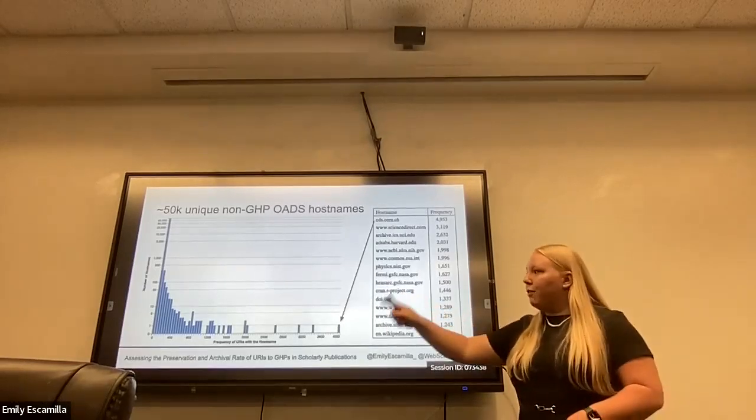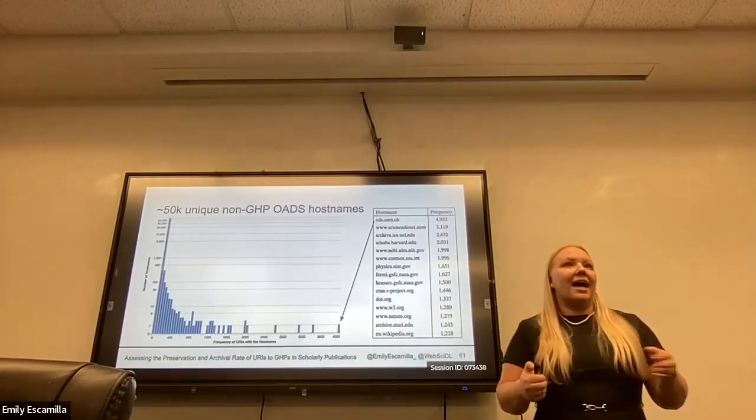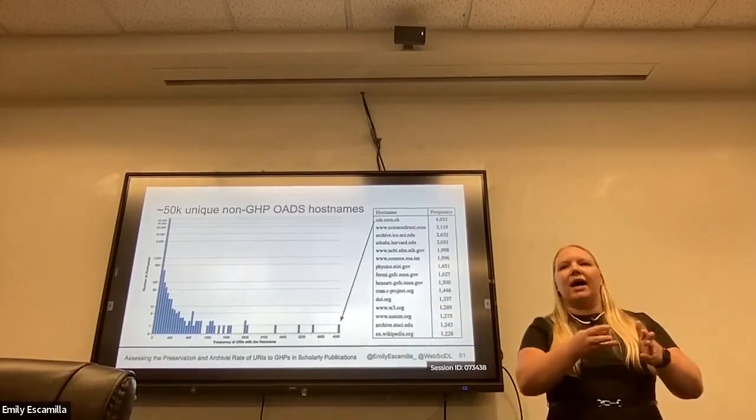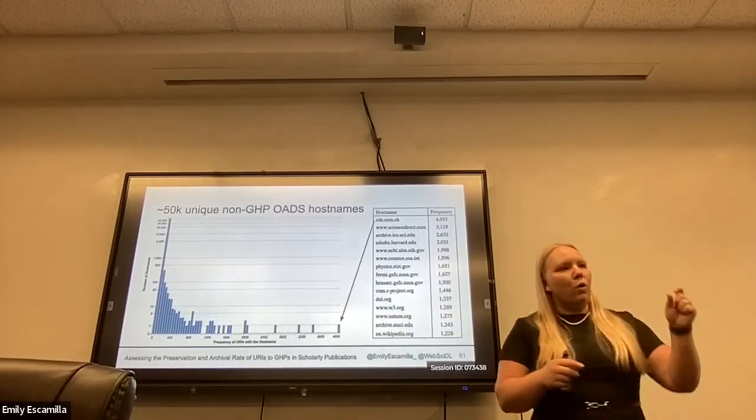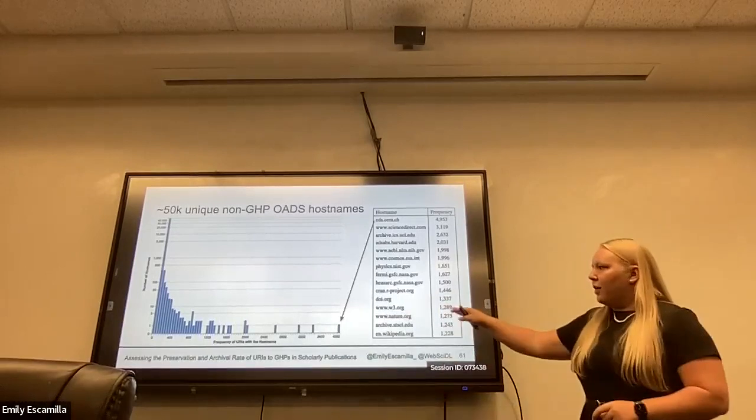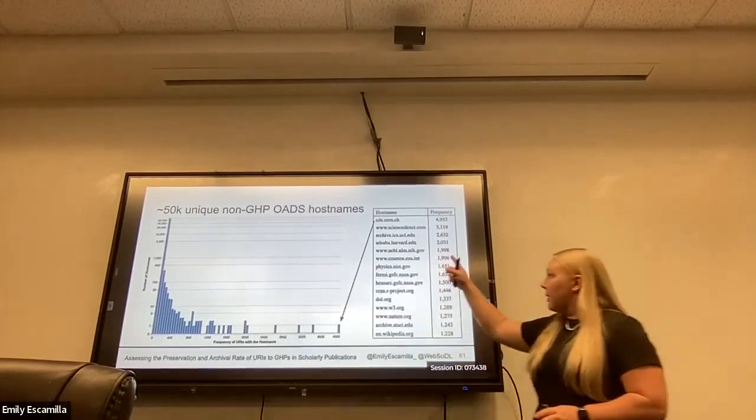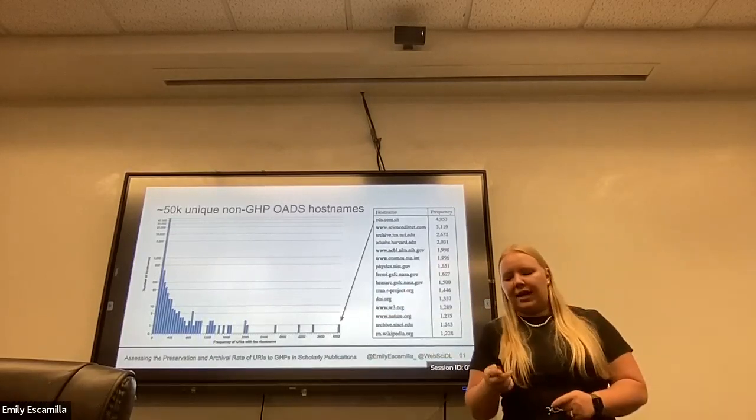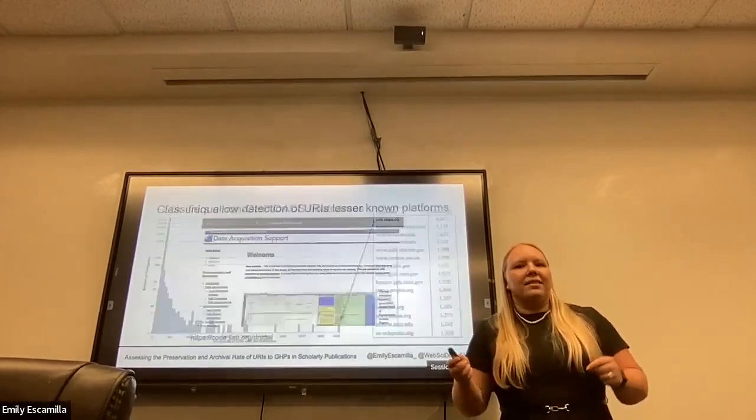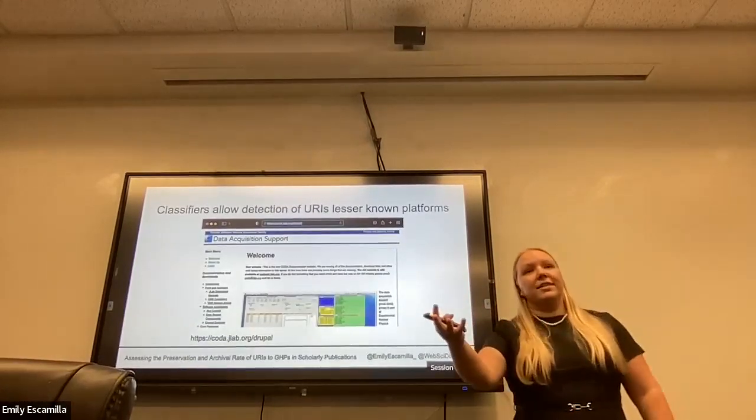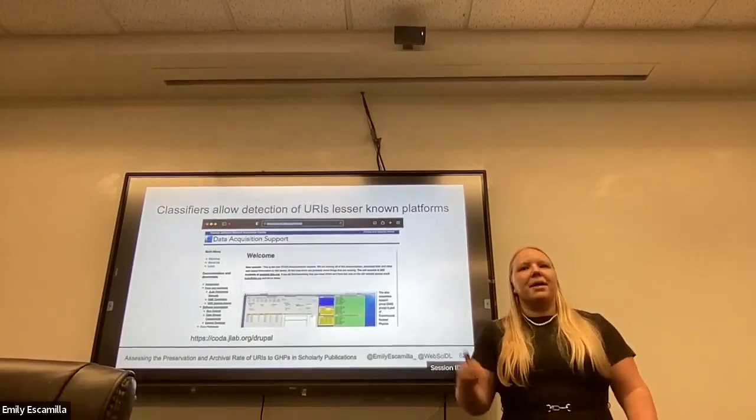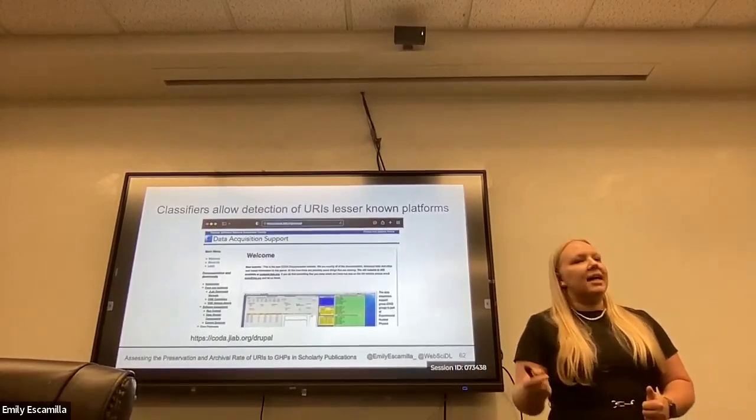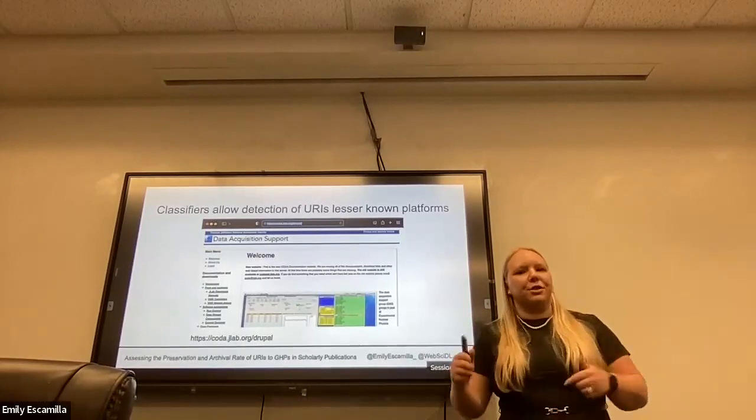But as you can see on the bar on the far right, 49,000 of our 50,000 host names were only used between 0 and 50 times. So there are a lot of host names that are only used a few times. But then as we follow that tail out, like you can see this bar here is representing cds.cern. So there are some of these host names that are used more popularly than others. But we've seen now that there are a lot of different host names. There are a lot of these non-GHP OADS URIs, and using a classifier helps us to address that problem, because these classifiers allow us to detect URIs of these lesser known platforms.